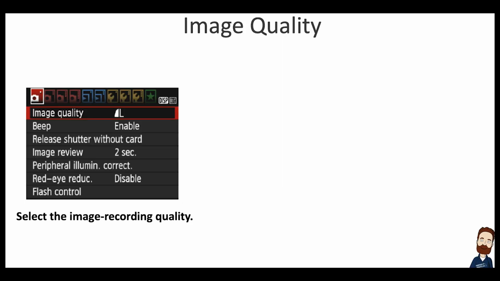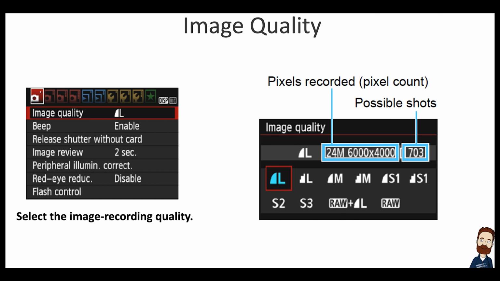So, again, image quality is the same in every camera. In this Canon camera, it's the first option and it's the first item in the first option. So, you're just going to select the image recording quality. It's going to give you some kind of a dialog box that looks like this. And currently, I have large, fine JPEG selected because essentially, if it doesn't say RAW, it's JPEG. So, that S2 and S3, that's JPEG.